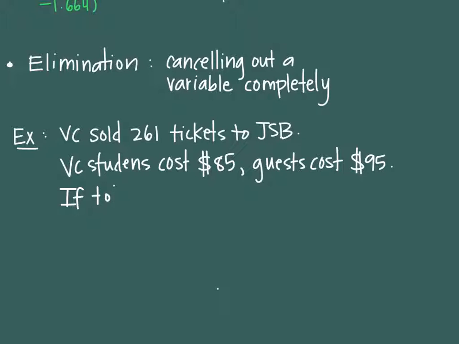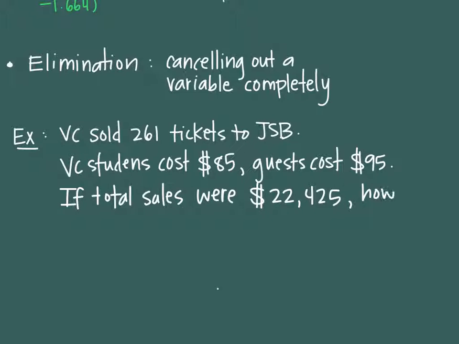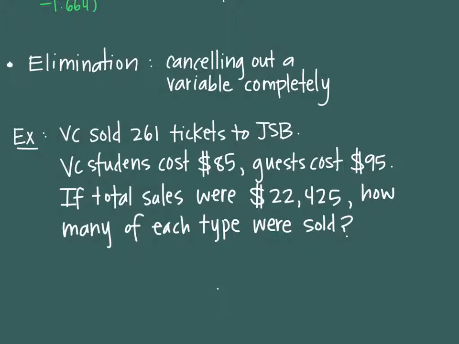If total sales were 22,425, how many of each kind of ticket were sold? So you like how I snuck a little word problem in there?